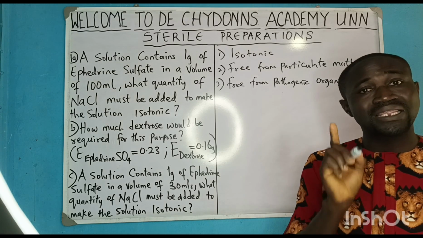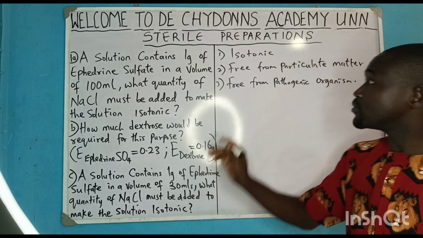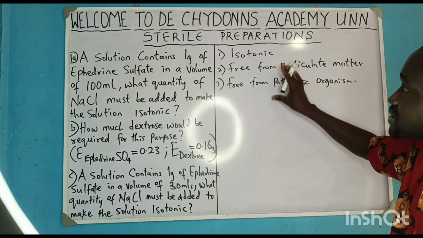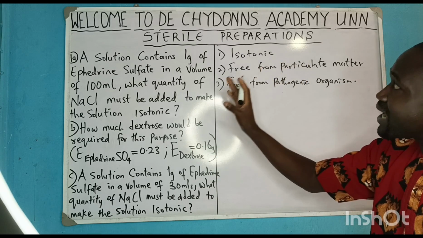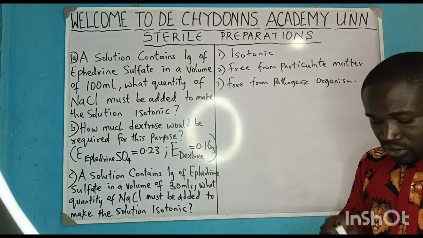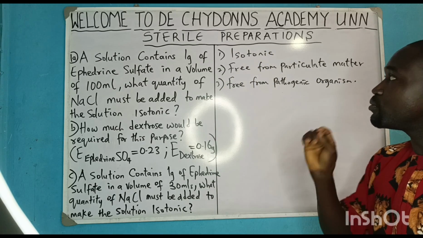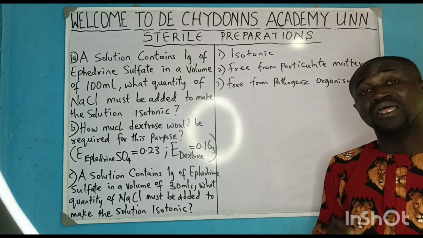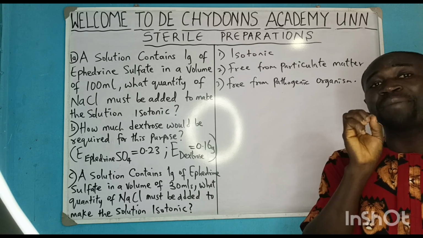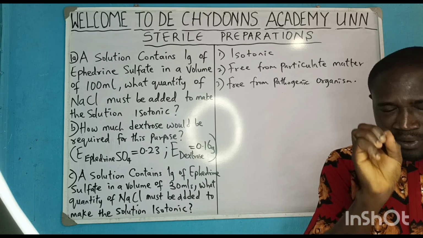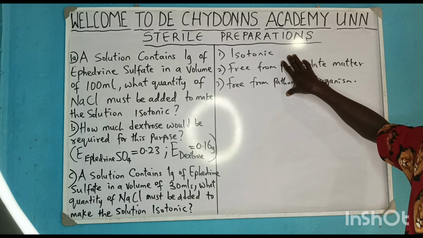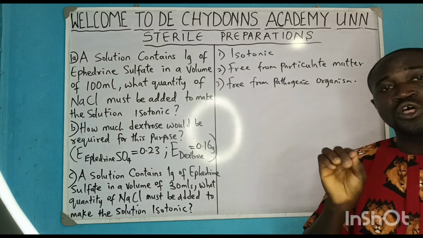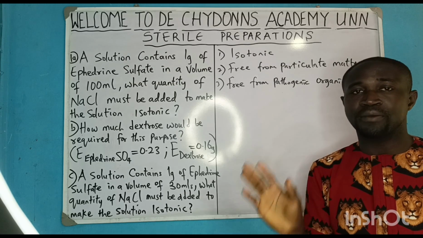Once a particular pharmaceutical preparation succeeds in meeting these three conditions, it is called a sterile pharmaceutical preparation. That means if a particular pharmaceutical preparation did not succeed in meeting these three conditions, it is called a non-sterile pharmaceutical preparation.